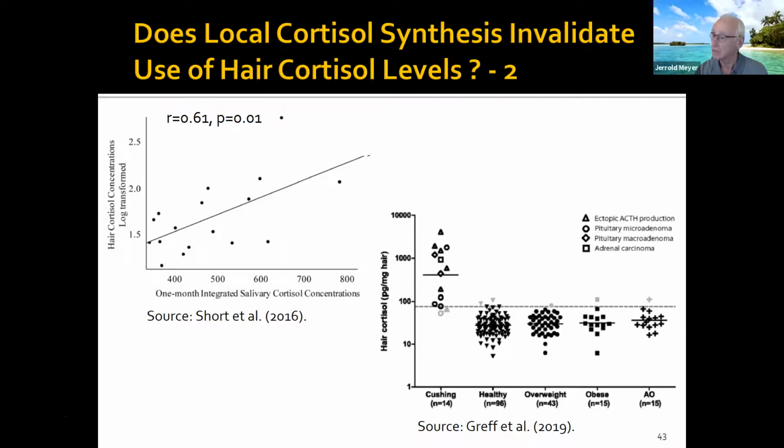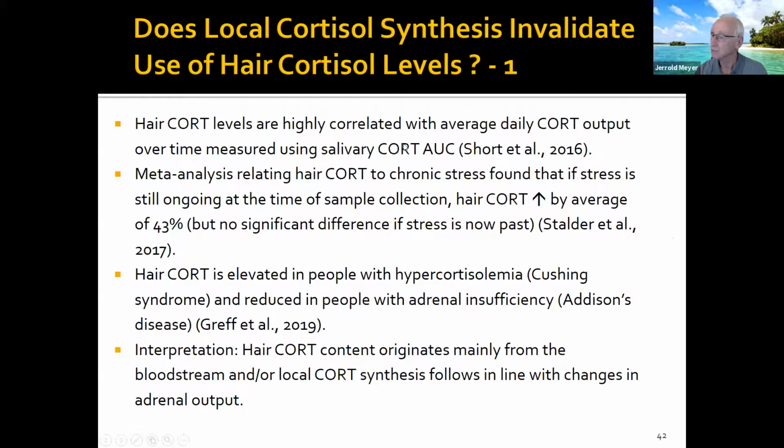So it's saying that there's a pretty good tracking of the blood cortisol over time with what we see in hair. That's point number one. Point number two, a very nice meta-analysis. It's in your readings. I highly recommend it by Stalder and co-authors. Meta-analysis looking at many papers up to that point in time of 2017 relating hair cortisol to chronic stress.